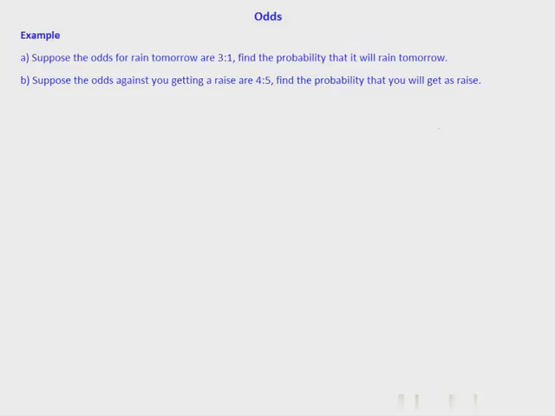So let's look at some simple examples. Suppose the odds for rain tomorrow are 3:1. Find the probability that it will rain tomorrow. So odds for, that means P(A) to P(A complement). So that ratio is given as 3:1. Writing that as fractions, the probability of P(A) can be written as 3/4. And the probability of A complement can be written as 1/4. And we're done. The probability that it will rain tomorrow is 3/4.